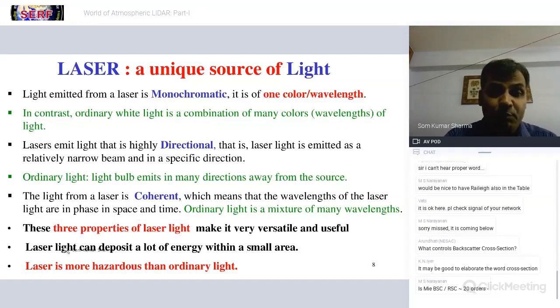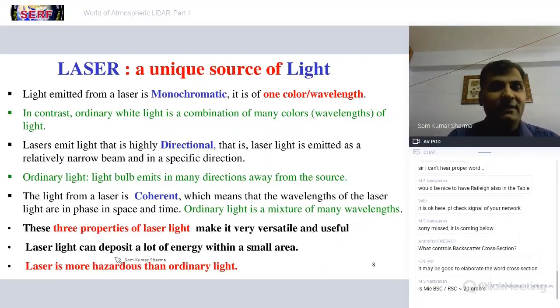These three points I would like to emphasize: monochromatic, directionality, and coherency. So highly monochromatic, highly directional, and highly coherent. These three properties make the laser light unique. As I told, the laser is a unique source of light. So what makes the laser light source unique? It is its monochromaticity, directionality, and coherency. These three properties make it very versatile, useful and unique.